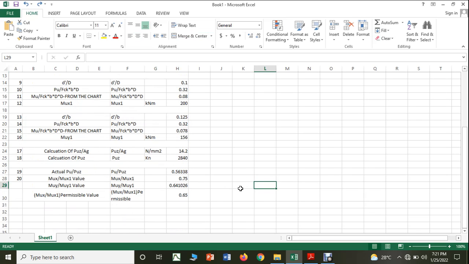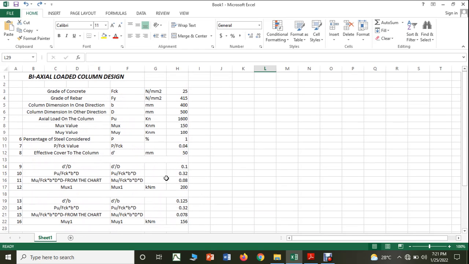So let us change this percentage of steel value. After that, the lateral tie design and everything else is not going to change here, same as that of the uniaxial case. Since it is not safe, we have to redesign it. By increasing the percentage, everything will remain the same, but let us consider the percentage of steel as 1.5.